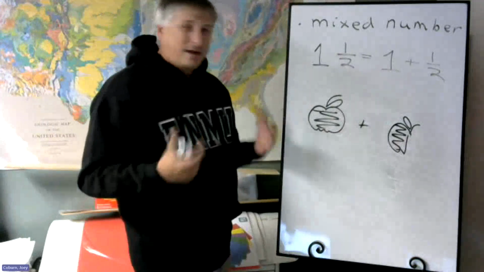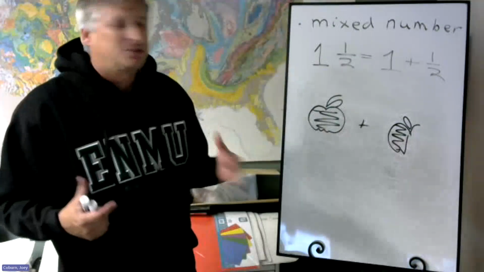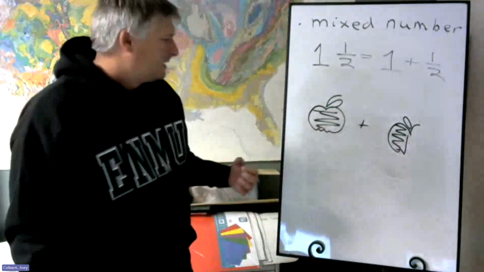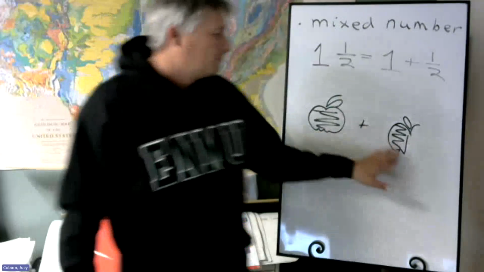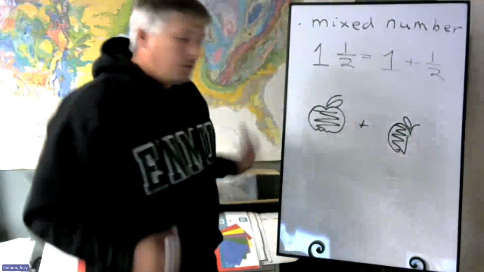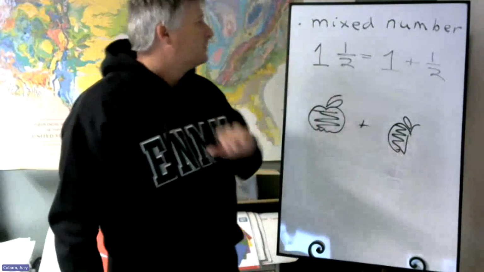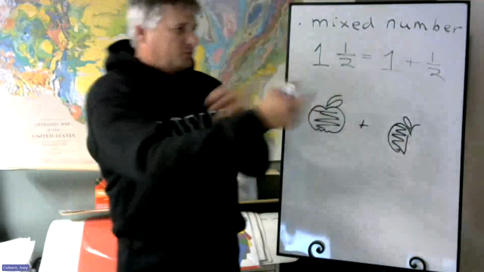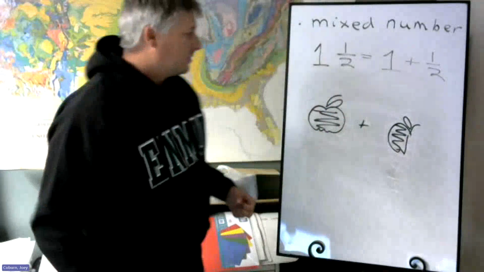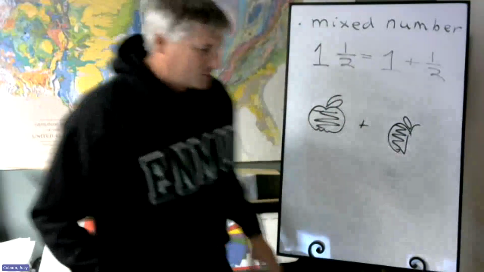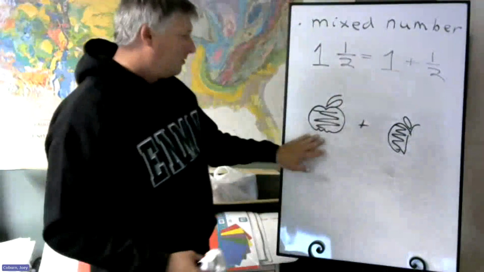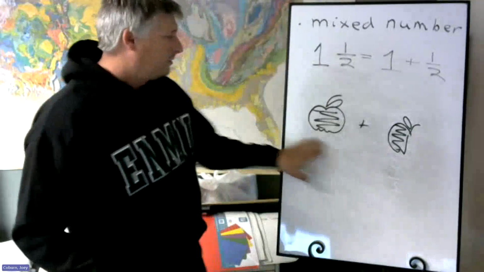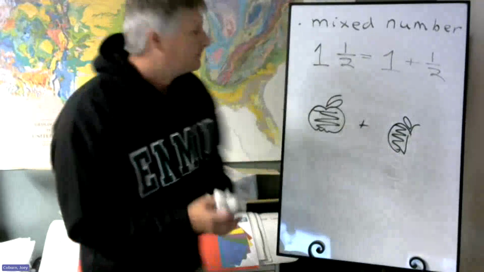Now, you might be saying, well, this sort of looks like an improper fraction, maybe, because you have a whole plus more than the whole. Well, that's correct. There is a relationship between mixed numbers and improper fractions. In fact, you can turn them into each other. So they're very much connected. So with the improper fraction, you had a whole plus some extra credit. Same thing here. You've got a whole and some extra credit too.